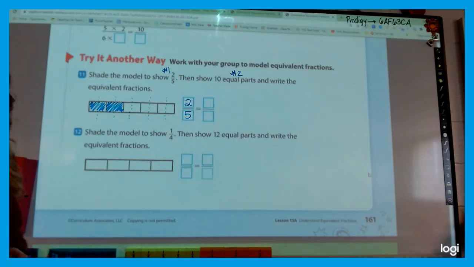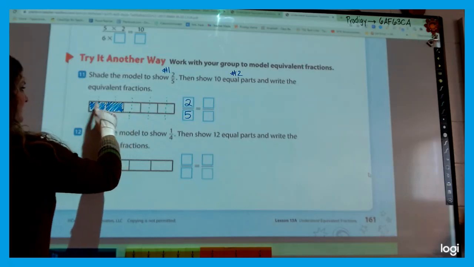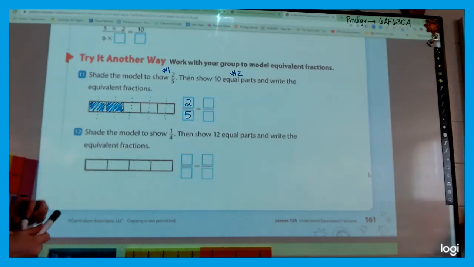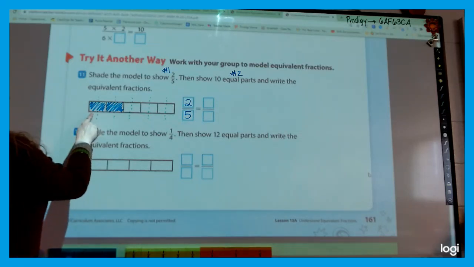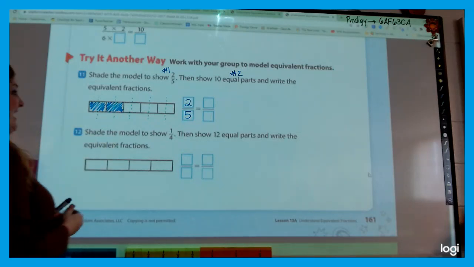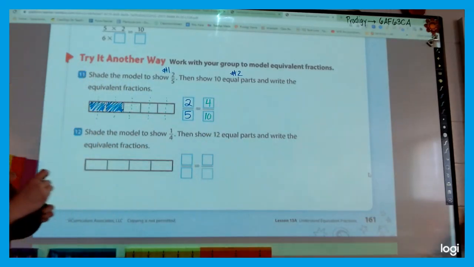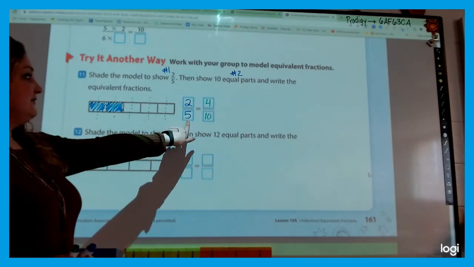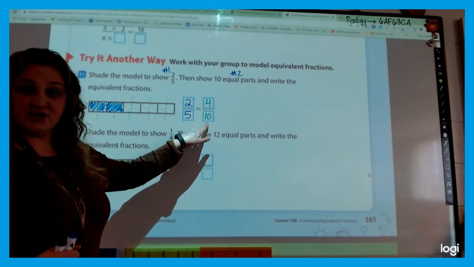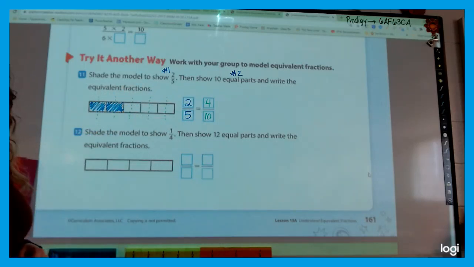Okay, so now do I have 10 parts? I do. 1, 2, 3, 4, 5, 6, 7, 8, 9, 10. Now, how many parts out of 10 are shaded in? So I have to count my tenths. I have 1, 2, 3, 4. So out of 10, 4 are shaded. So that means 2/5 and 4/10 are equivalent fractions. And all that means is they are showing the same amount of the whole shaded. Okay? All right, let's try number 12.